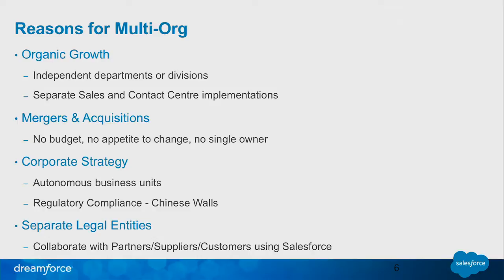There may be very good reasons that we want to keep our business units autonomous, that we don't want to all be in one Salesforce org because we've got different requirements. Or there may be regulatory reasons. So like in the UK, the electricity industry, the distributor and supply parts need to stay separate. They need Chinese walls between their data.